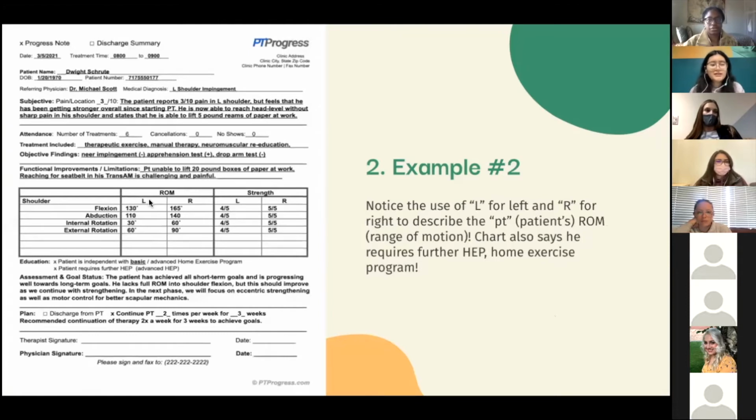All right, so example number 2, this one is specifically a physical therapy chart patient case. On this one, you'll notice the use of L for left, specifically left shoulder, and R for right shoulder, to describe the patient's ROM, range of motion. And the chart also says he requires further HEP, which is home exercise program.